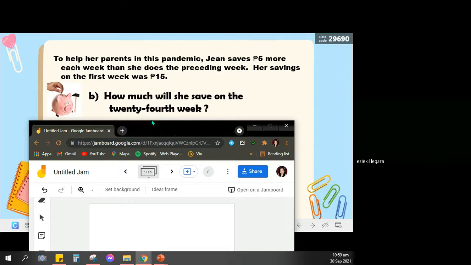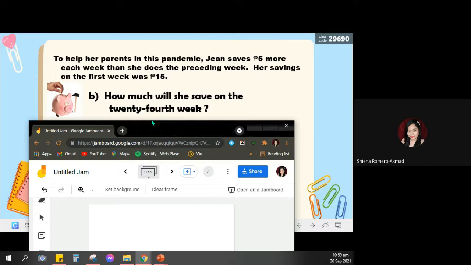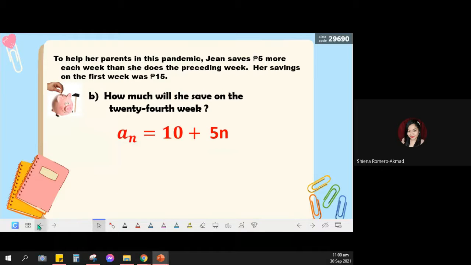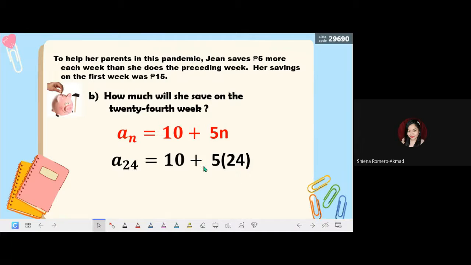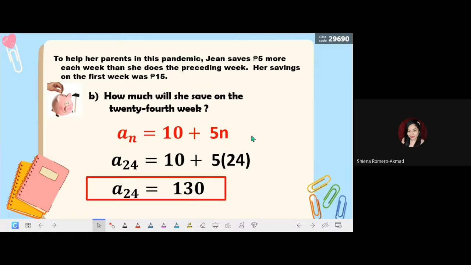$120, ma'am. 120. Kasi 10 plus 5 times 24. Gamitin natin tong formula na to. Kung nag-substitute tayo dyan ng 24, we'll get 10 plus 5 times 24. And that is 120 plus 10, 130. Opo. Okay?